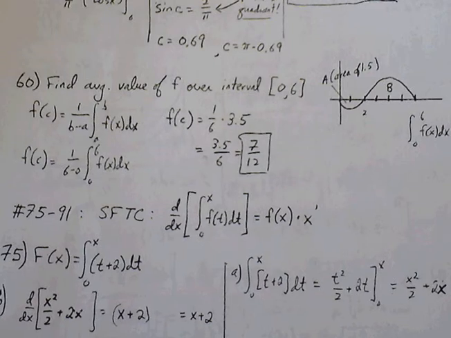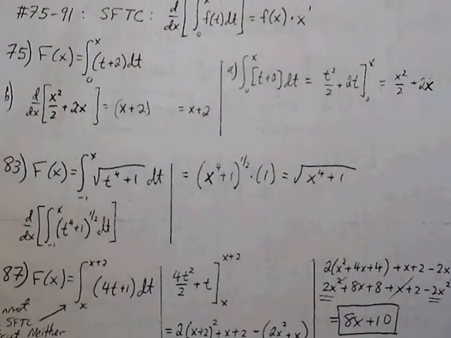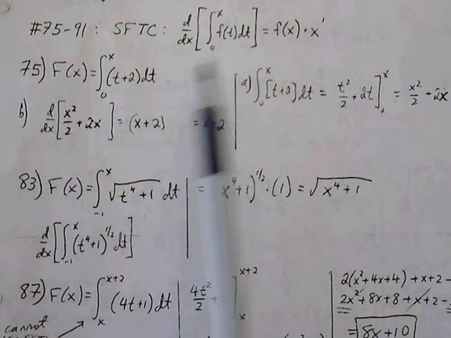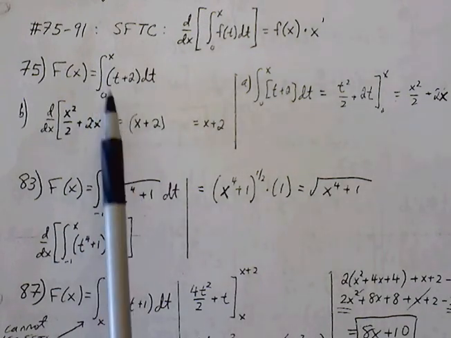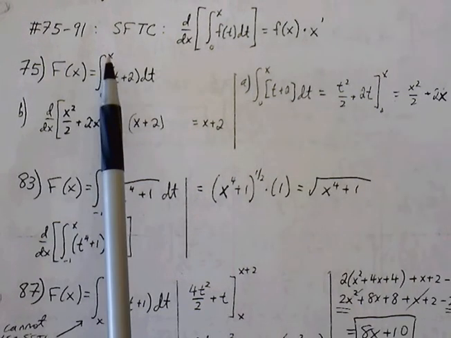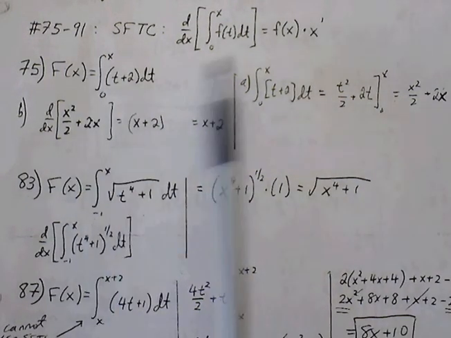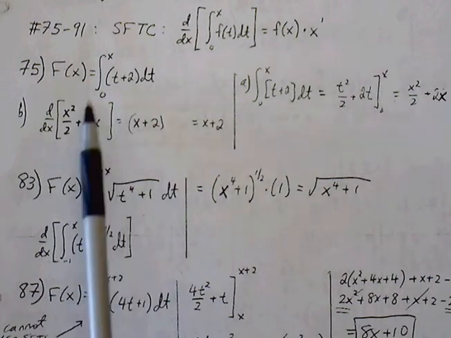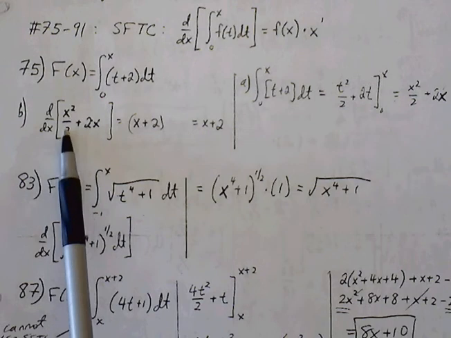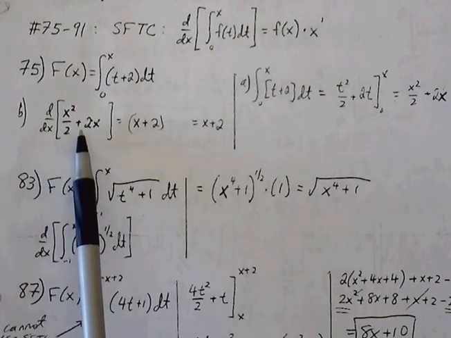Okay, 75. These are mostly using the second theorem of calculus. So all we do is we look to see if our conditions are met. We do have our lower and upper bound, with the upper bound being the variable. So to find the derivative of this function, we simply follow the rule here. So plug the upper bound into the function as you see it, x squared over 2 plus 2x.